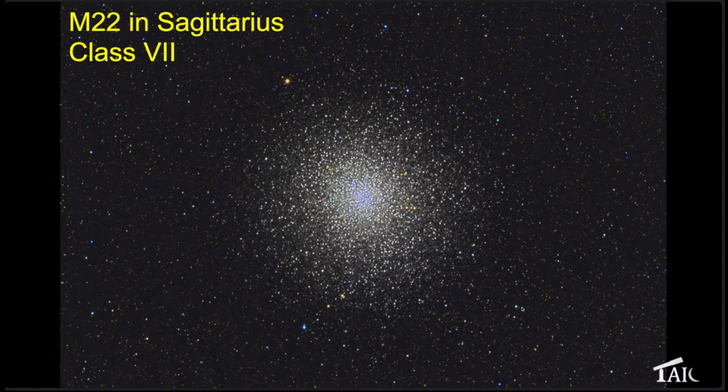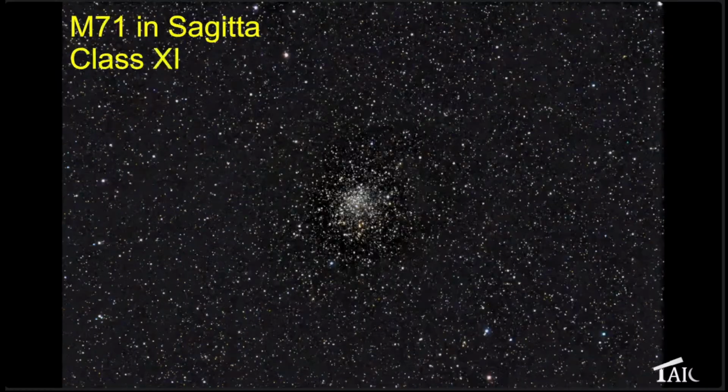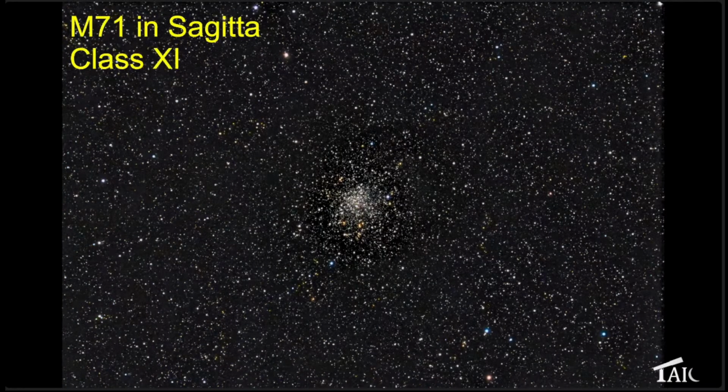So this is another globular star cluster that has a rich field of Milky Way stars around it. However, when it comes to a rich field of Milky Way stars, the Oscar certainly goes to M71 in Sagitta. This is a class 11 globular star cluster. You can now see how there is no dense unresolvable core. We've got lots of gaps in between the stars. For 2 centuries, people believed that M71 was just an open star cluster in the Milky Way.